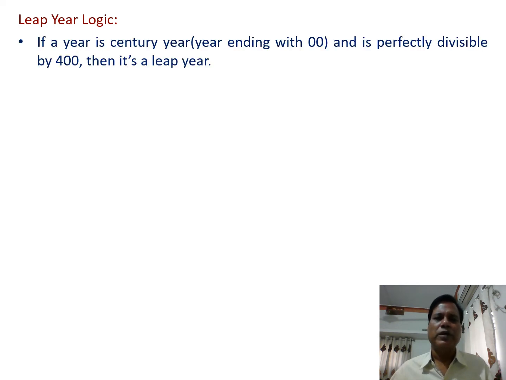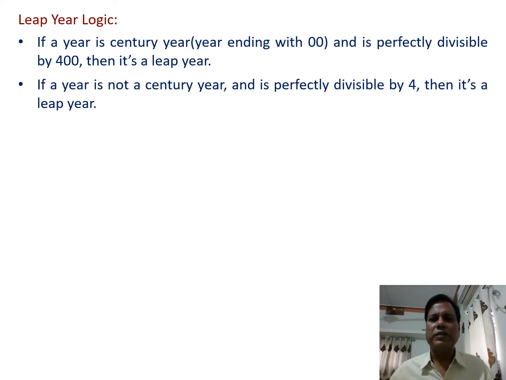Leap year logic. This question may be asked a number of times to check whether a year is a leap year or not. So what is a leap year? First we have to understand this. If a year is a century year ending with 00 and is perfectly divisible by 400, then it is a leap year. If any year ending with 00 is divisible by 400, then we say that it is a leap year.